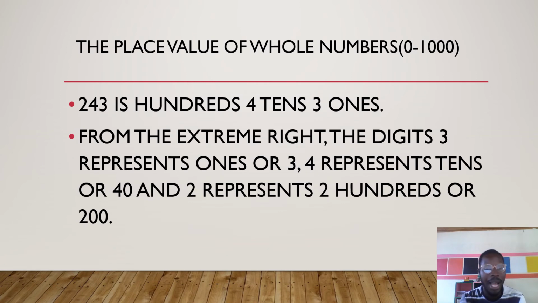Then 4, the other one. So we are moving from right to left. The one in the middle, which is 4, represents tens or 40. Tens is the place and 40 is the value. And 2 represents 200. So when we are asked to place a value, look at the number of digits. If there are 3, then you have to read it in hundreds. The first one on your right will be under ones, the one in the middle will be tens, then the one on your left will be hundreds.